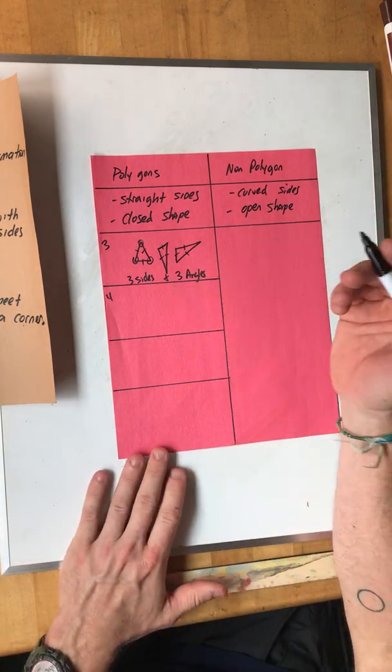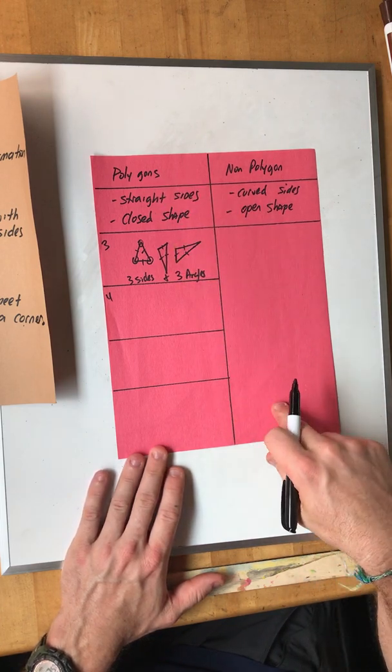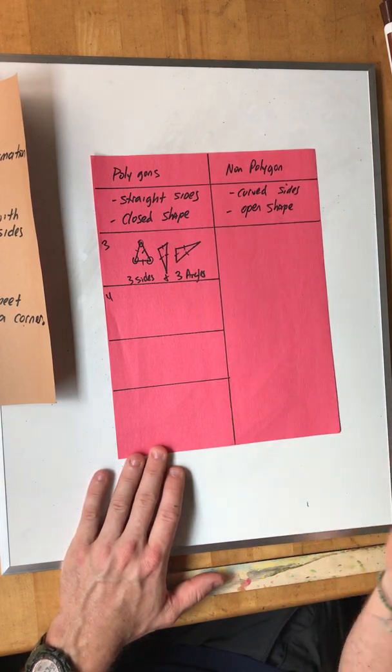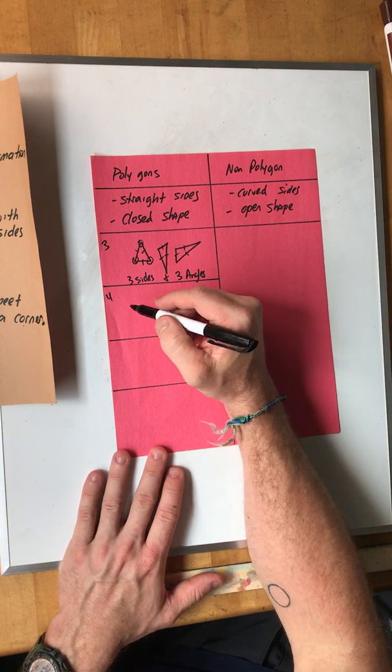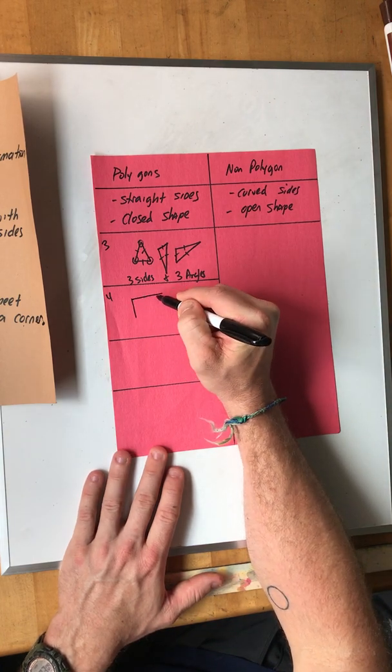Now let's come back. We're going to complete our chart. Now this chart, if you take a picture of yours finished and you send it to me, it will be your bonus for today. Quadrilateral. Here's my 4.